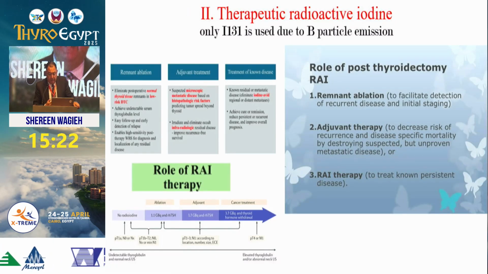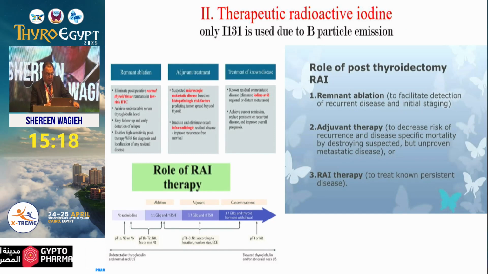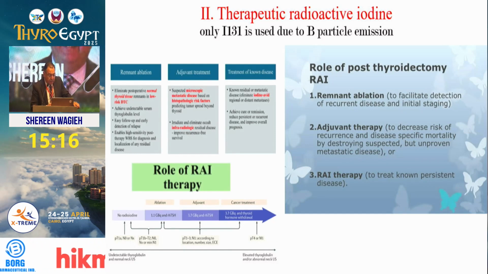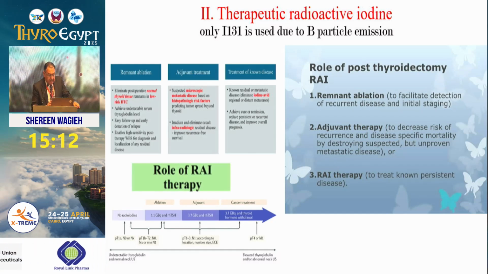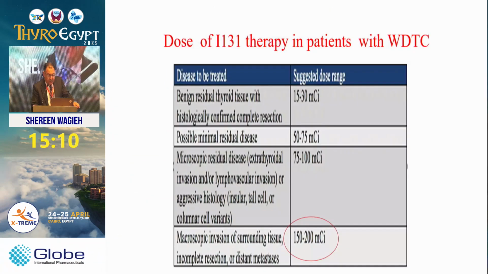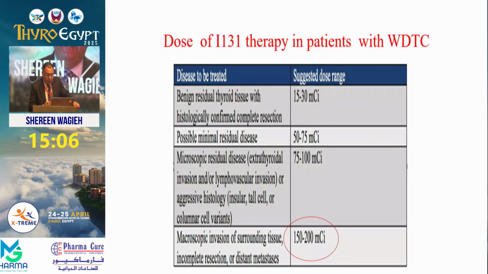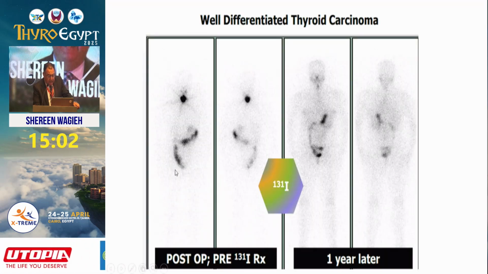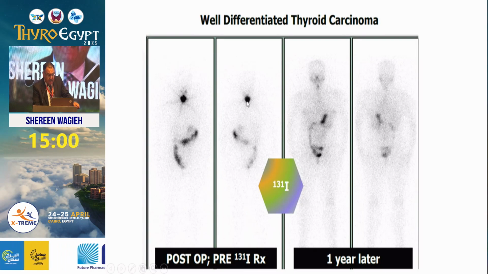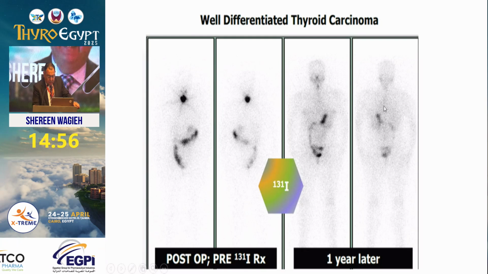Now we come to therapeutic radioactive iodine. This is used either for remnant ablation of normal thyroid tissue, adjuvant treatment for suspected microscopic lesions, or treatment of known disease or macroscopic lesions. The dose of radioactive iodine depends on the aim of therapy, with larger doses for those with macroscopic disease. We can see here this patient post-operatively has big residual thyroid tissue in the neck. One year post-ablation, there is successful complete ablation.